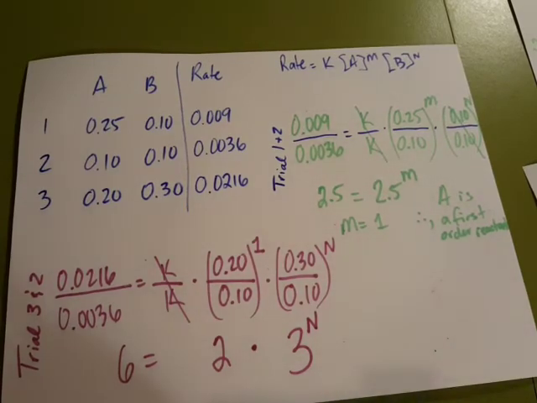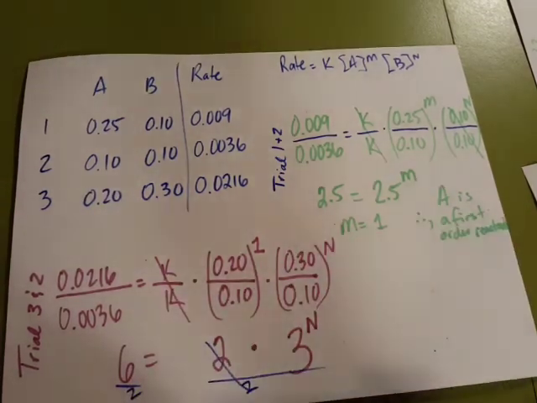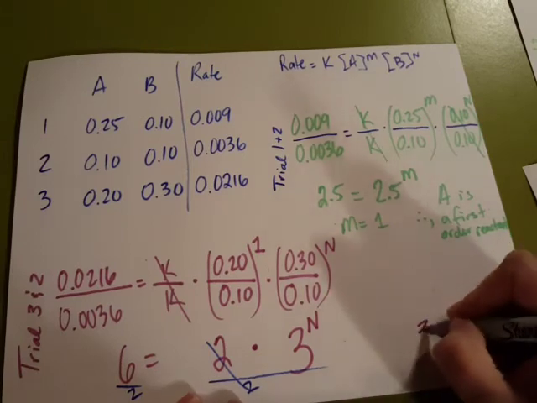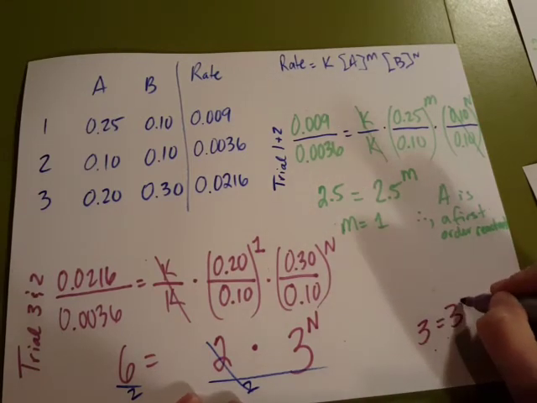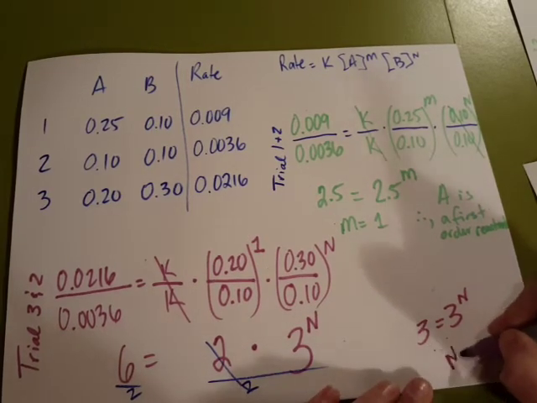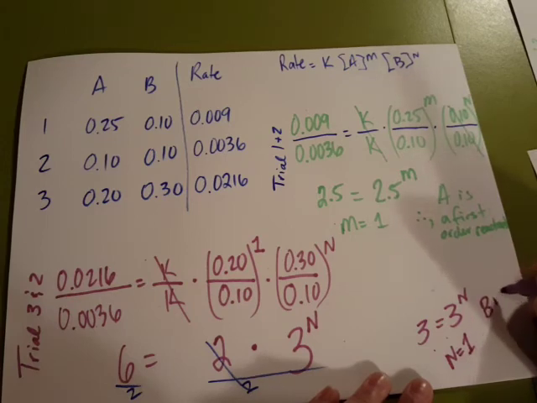I want to get n by itself, so let's divide this by 2, divide this by 2. So 3 is equal to 3 to the power of n. What is n? N must be 1. So B is a first order reactant.